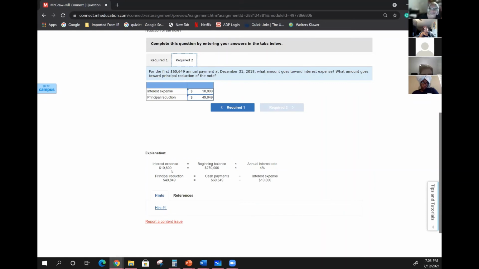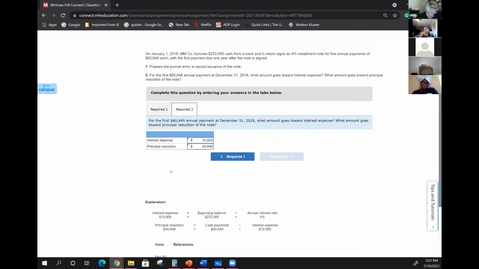And they want the annual number, so that's why we're going to keep that number, because it's the annual. So we have 10,800. How much did it tell me my payment was? The payment is 60,649. That's not going to change. That stays the same. So I need to back into my principal. I'm just taking the number that they tell me the payment is, and I'm subtracting the interest expense, which I calculate. The difference is what goes to my principal.